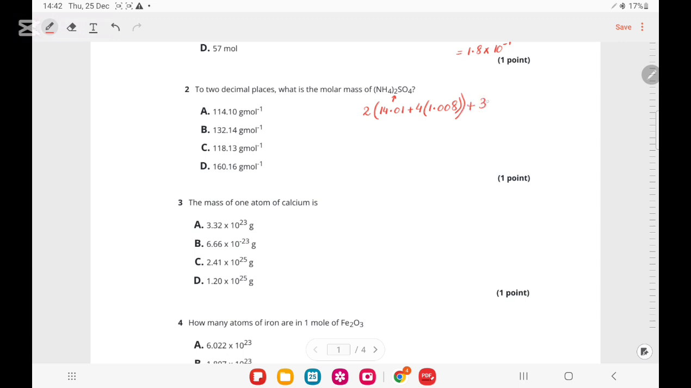Sulfur is 32.06, its molar mass. We are finding this molar mass from the periodic table, and there are 4 oxygen atoms, so I'm multiplying 4 with 16. 16 is the molar mass for oxygen. So the final answer comes out to be 132.144. So the correct answer is B.